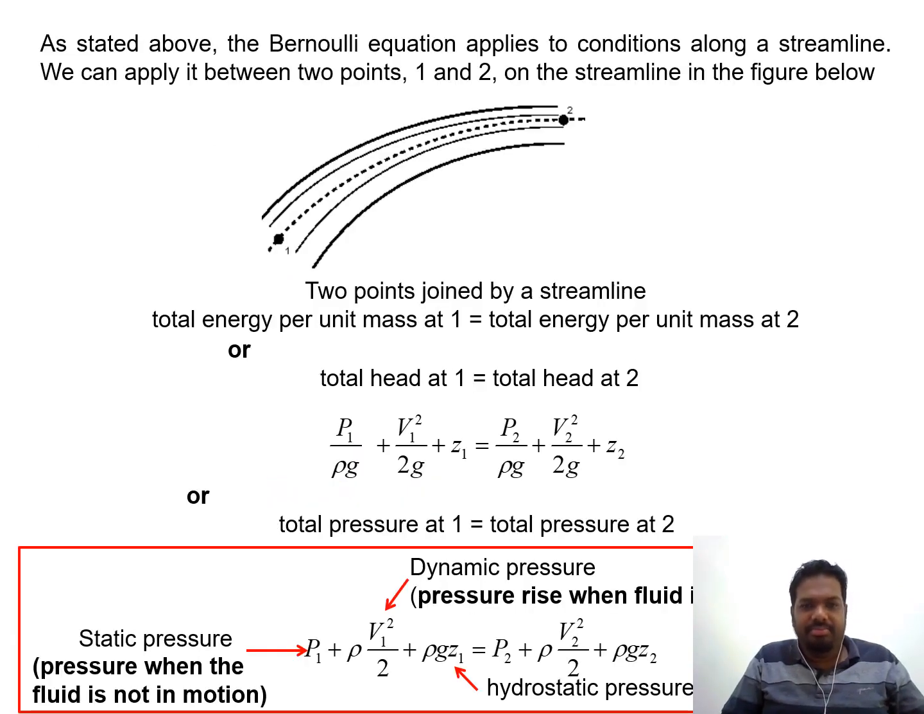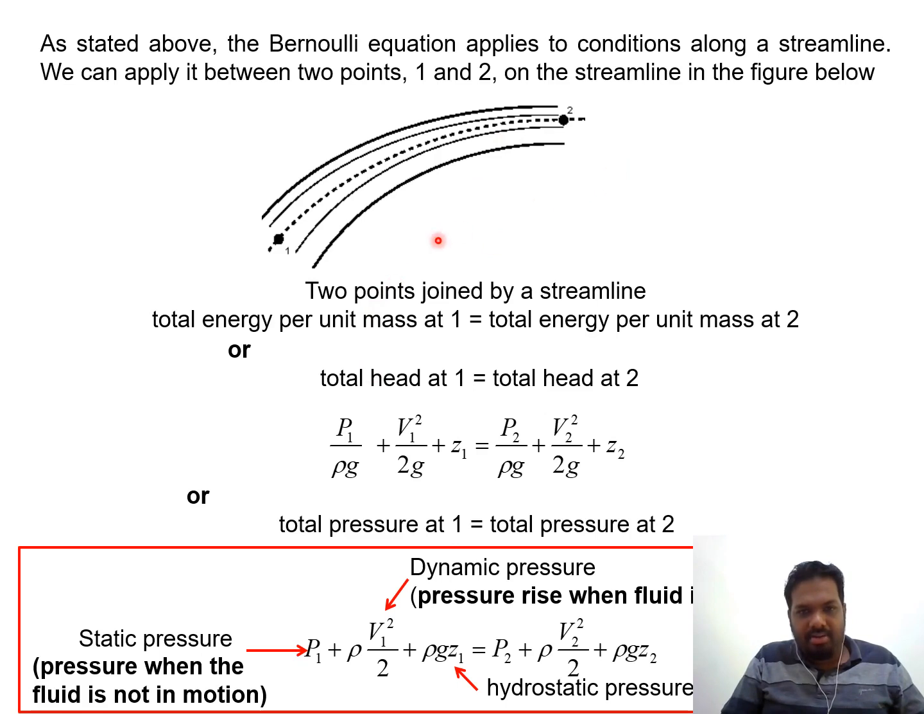So based on this, you can come up with the final equation. The equation that we have seen earlier is only for one particular point. So if you want to use the Bernoulli's equation to measure between point 1 and point 2, then you would need to combine it. As stated above, the Bernoulli equation applies to conditions along a streamline, so we can apply it between 2 points. So you have point 1 and you have point 2, and you want to measure the parameters involved in the flow.